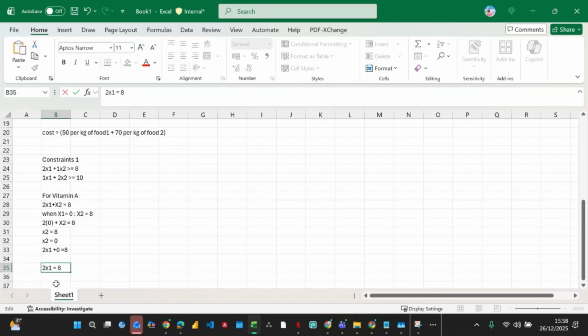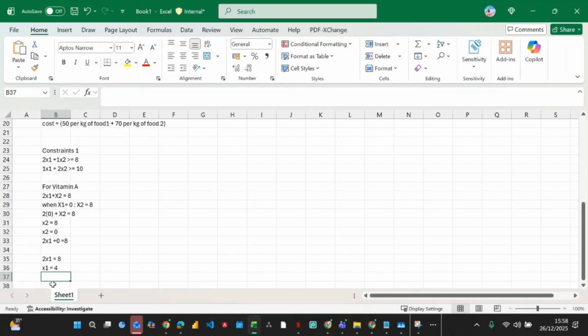So what this means is that 2x1 is now equals to 8. Then you divide both sides by 2. 2 divided by 2 is 1. Divide 8 by 2, it will now give me x1 is now equals to 4. That's what I will have. You get it now. As simple as that. Does that make any sense?